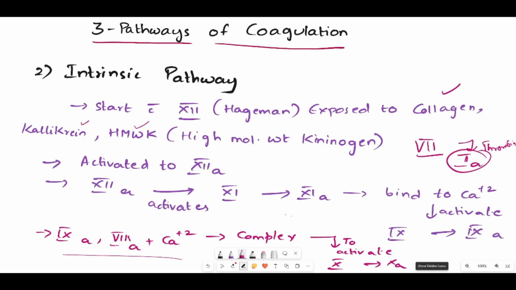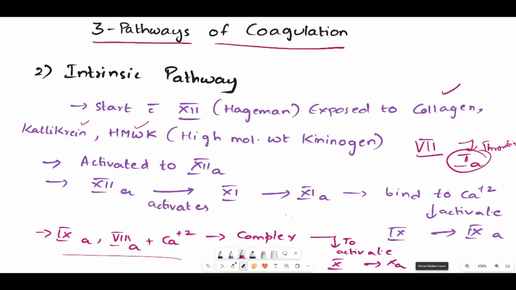So initially this pathway will begin once the Hageman factor is exposed to the endothelial collagen, kallikrein, HMWK, which is the high molecular weight kininogen. It will start with factor 12, which is Hageman factor. This factor 12 will be activated into 12A. Now this 12A factor will further activate factor 11 to 11A. This further binds to the calcium molecule, then again activates factor 9 to 9A.